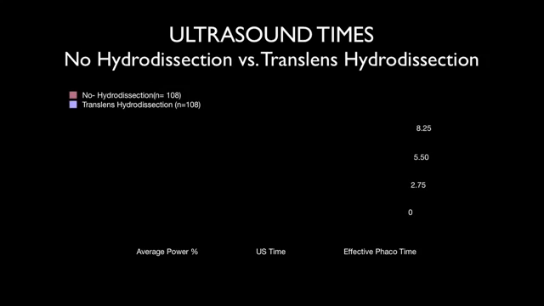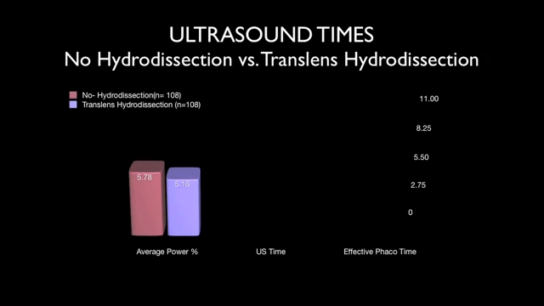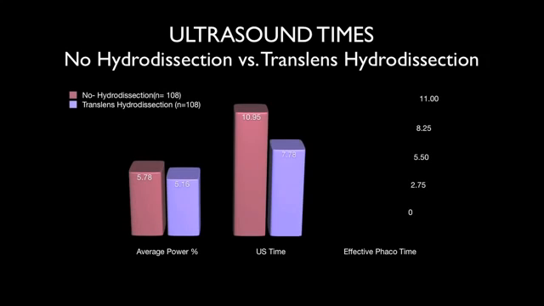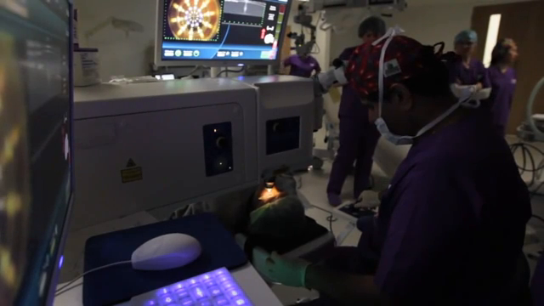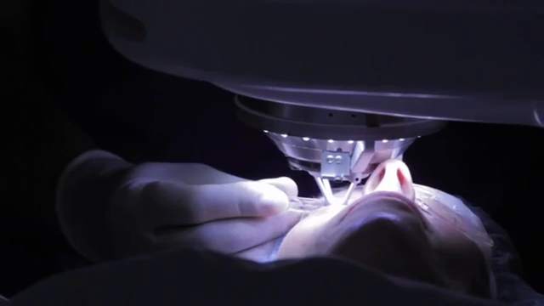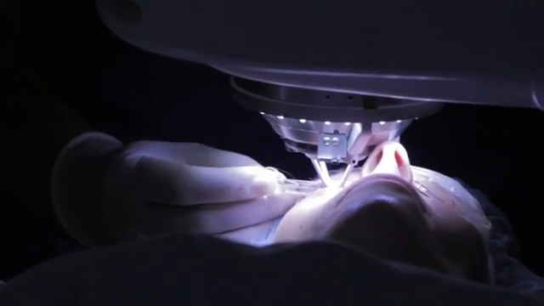To evaluate the effectiveness of translenticular hydrodissection, we compared our first 27 cases in which hydrodissection was inadequate or not performed at all to the subsequent 81 cases. Again, there was a statistically significant reduction of ultrasound times using the method of translenticular hydrodissection. In over 450 cases, there have been no episodes of posterior capsular rupture using this technique.